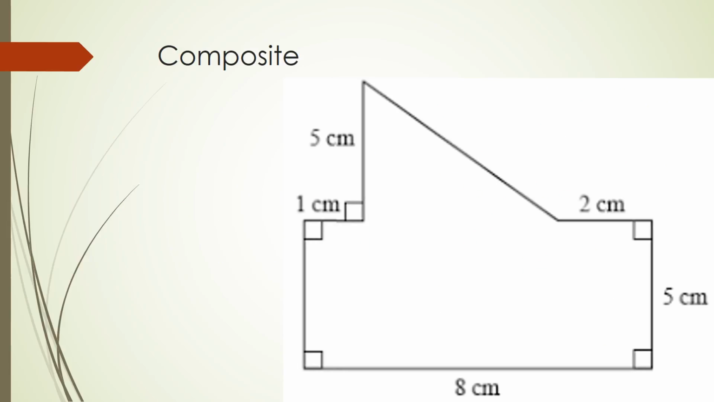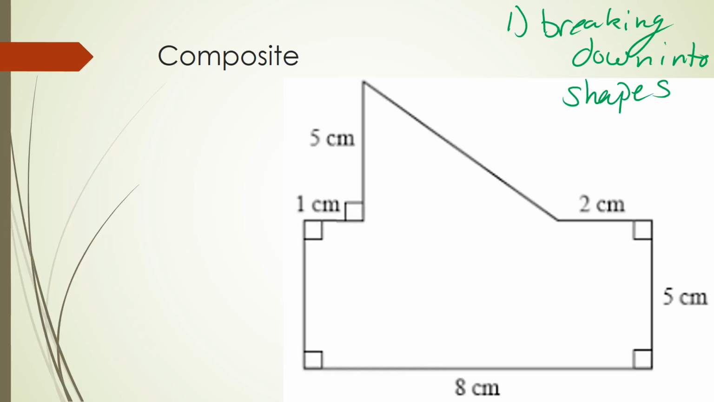So for a composite, that just means you have multiple shapes put together. So in this case, we have a triangle and a rectangle. For composites, you're doing just 3 things. First, breaking it down into shapes you know the area of, or the formula for the area. So the area formula or equation.